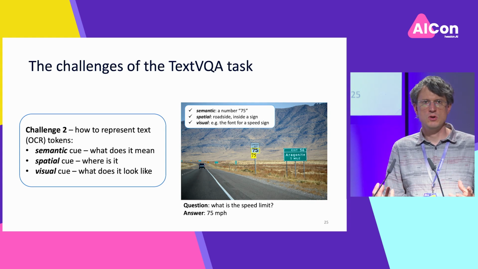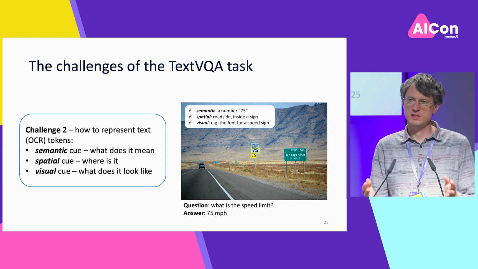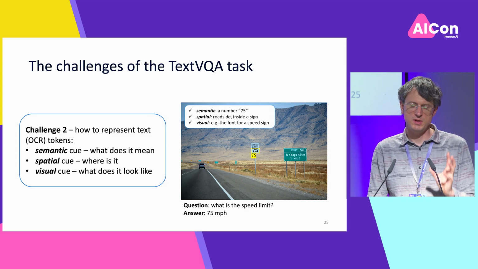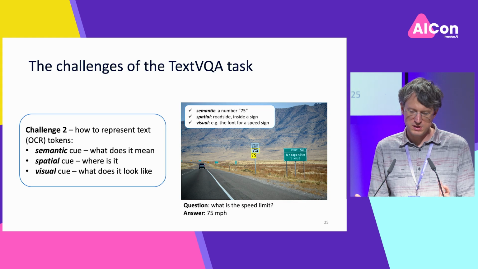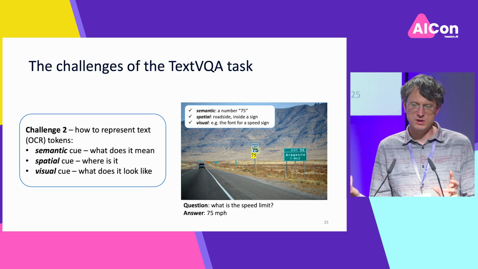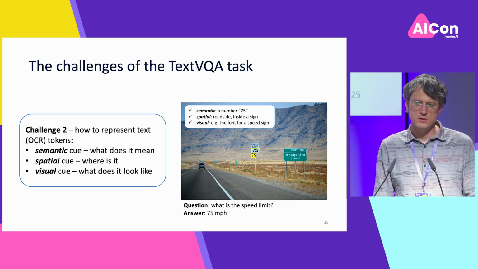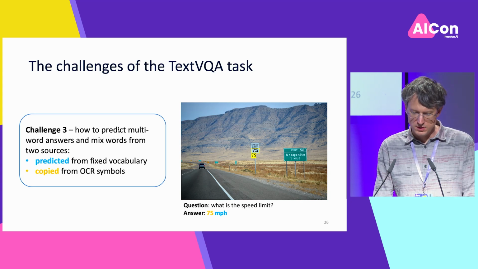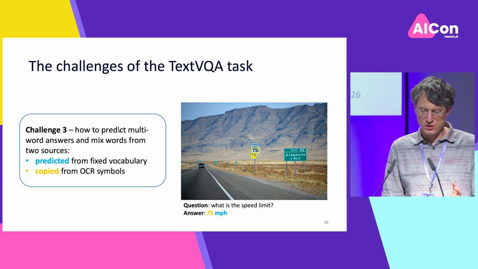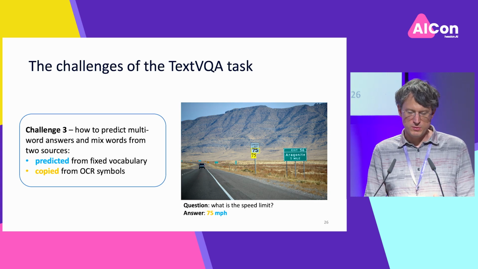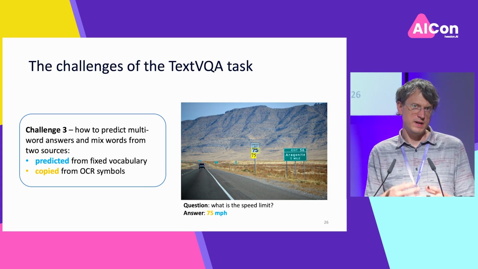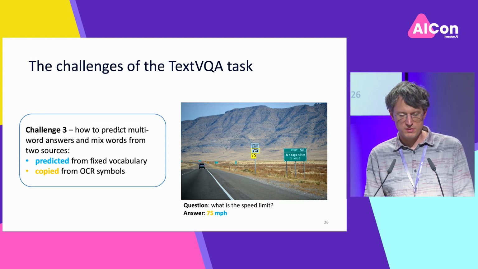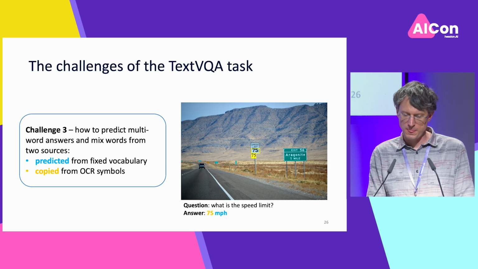So what does it look like? It's sometimes important to understand the importance of the text or how it relates to other text in the image, because there might be different text. For example, here you see there's a green sign, which is visually quite different from the speed limit sign. So there are quite a lot of differences. Last, we want to, on the one hand, predict multi-word answers from a fixed vocabulary space which we have, and also use these symbols which we copy from the OCR.